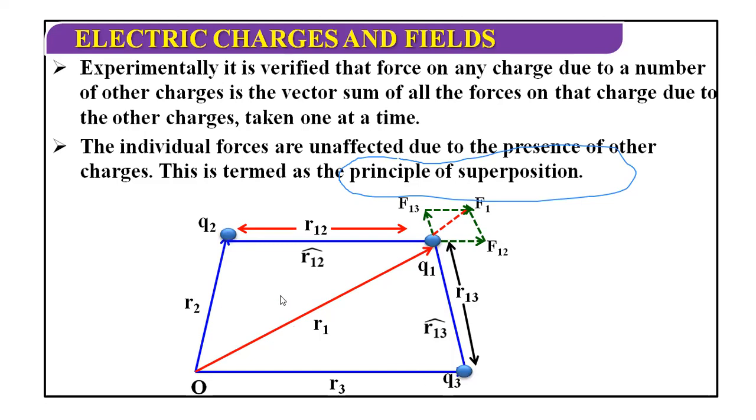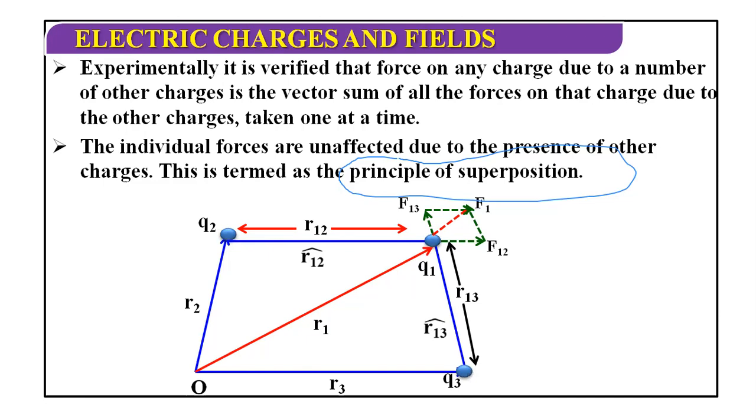So we have charges Q1, Q2 and Q3, and this is our origin O. Now Q1, the position vector of Q1 from the origin is R1. The position vector of Q1 from Q2 is R12, and the position vector of Q3 from Q1 is R13। और हमें निकालना है force on 1 due to Q2 as well as due to Q3। So how we will find?